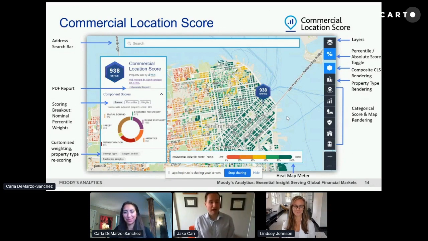And what you can see down below, we also include individual information on how those components score out for that specific location. You see that high 938 is actually being driven in part by business vitality, spatial demand, economic prosperity, much less so on safety, but the other components help outweigh that effect.